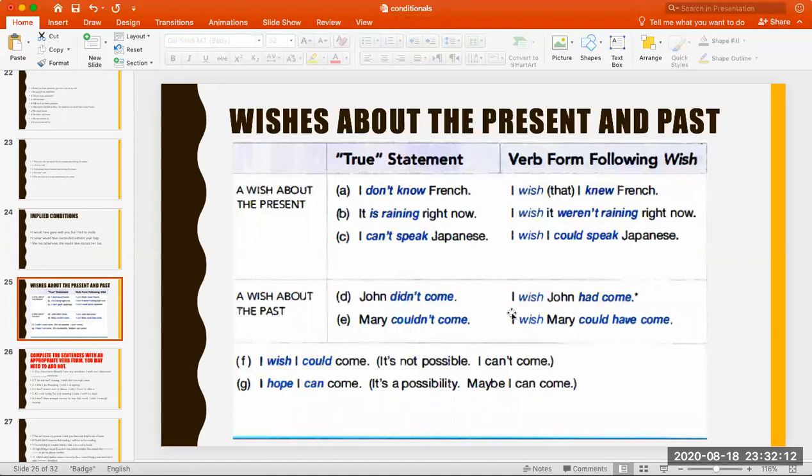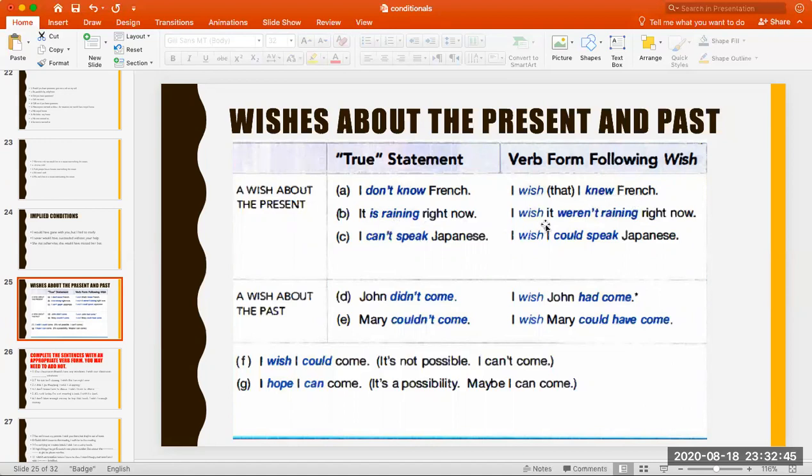Now we use wishes about the present and the past when we use wish. Again, this is similar to if sentences. If the sentence is true in the present, like I don't know English, it is raining, I can't speak, to express a wish for the present, you use the past simple. Look at this. I don't know French. I wish I knew French.